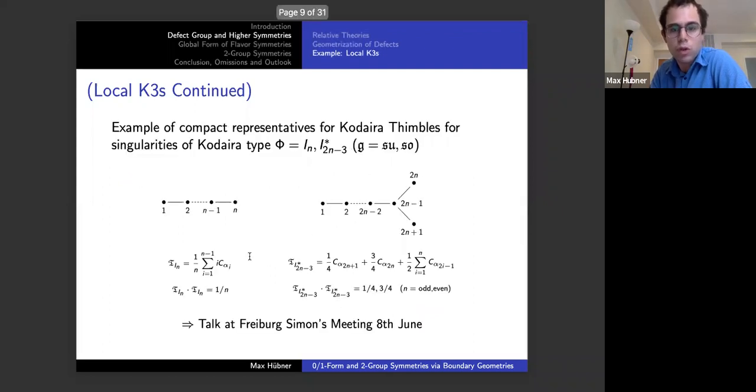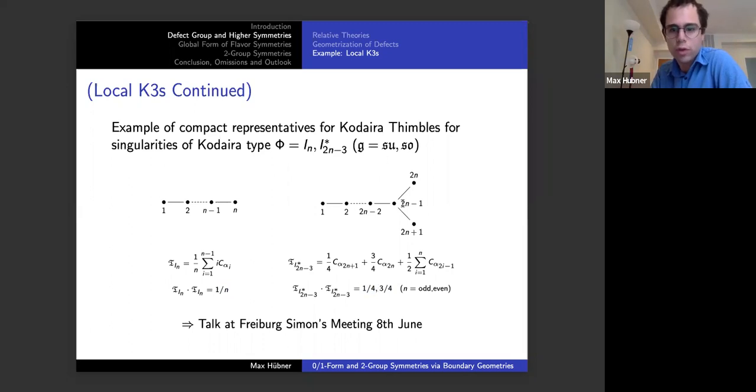So as an example, I've brought along the compact representatives for I_N, so SU(N), and I_n star, so SO(2n minus 3), fibers. So here are the Dynkin diagrams. This is SO(4n plus 2). And here are these cigar-like objects extended in terms of compact cycles. And the nice thing is that now with basic intersection theory, we can compute the self-intersection of these non-compact cycles. And this is going to be exactly the same thing as the linking pairing of the boundary of these cycles in the boundary.